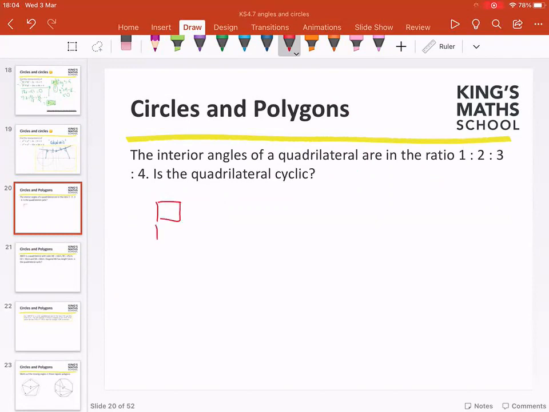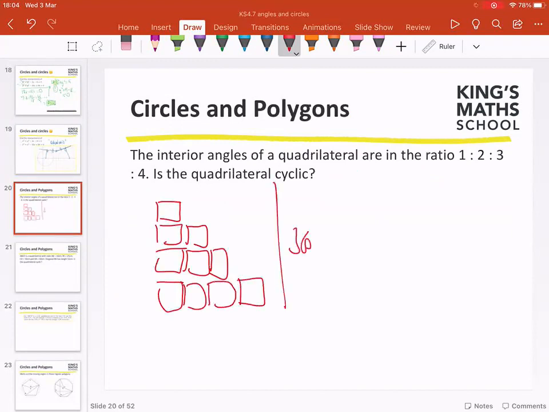I'm a big fan of bar models, so I would be drawing my bar model, my 1 part, 2 part, 3 part, 4 part. And that adds up to 360, so there are 10 parts. So each part is 36. So my angles are 36, 72, 108, 144. So is that a cyclic quadrilateral? Well, it might be. It could be, because if I take those two and those two, then they add to 180. And therefore, I could arrange it so that they were opposites, so that it was going to be a cyclic quadrilateral.